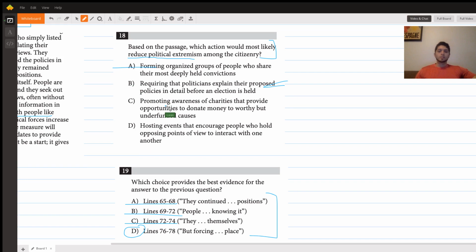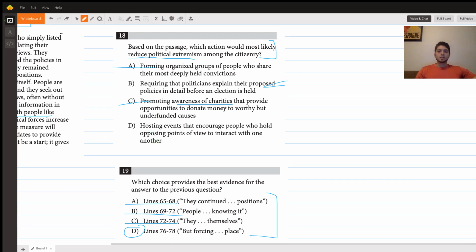C says promoting awareness of charities that provide opportunities to donate money to a worthy but underfunded cause. There's really no mention in any of the texts that we looked at about charities and about how donating to them is going to have any positive effect on reducing political extremism. We can get rid of C.